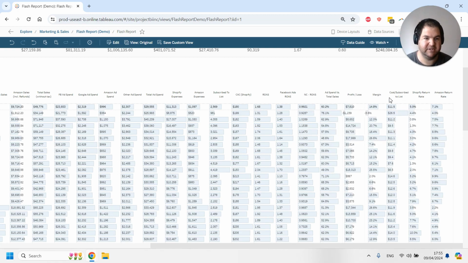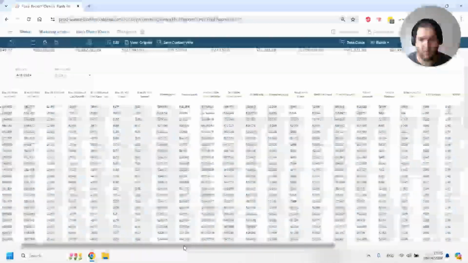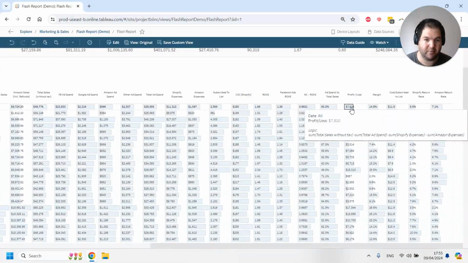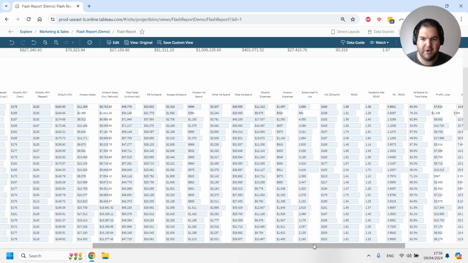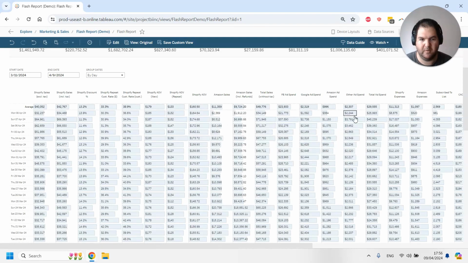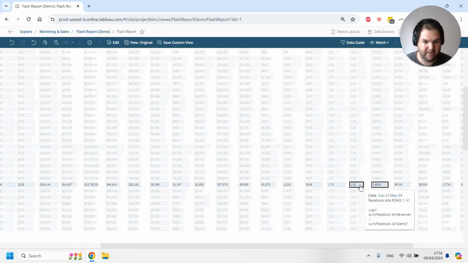And then finally, we get to some financial metrics to summarize all of these performance-based metrics. We've got profit loss, margin, and then right at the end, we've got some additional metrics which are good to keep an eye on. For example, the Amazon return rate, Shopify return rate, and also cost per subscriber. This is across both Klaviyo and Attentive. So as I mentioned, we've got all these different metrics in one very, very powerful table.